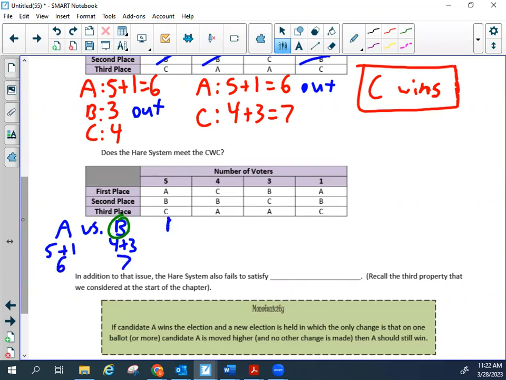Now I will do B versus C. In the first column, B wins 5 votes. In the second column, C wins 4 votes. The third column, B wins 3 votes. And the fourth column, B wins 1 vote. So that's 9-4, B wins. So B ended up beating everybody head to head, which means B wins.